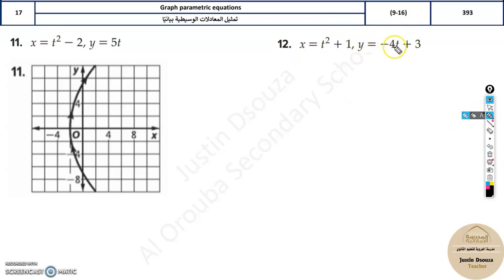So simplify the right side, which doesn't have a square. Simplify that in terms of t is equal to, and substitute where there is a square. So this is how you can easily solve the graphing of parametric equations.